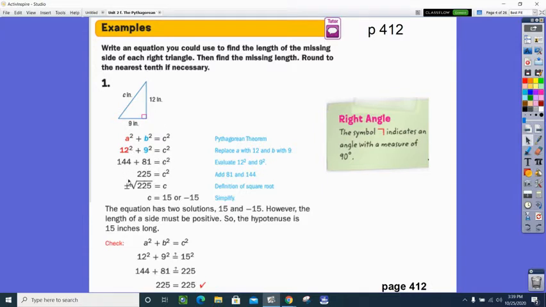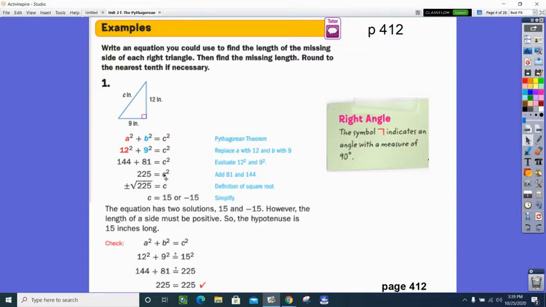And this is the way your work should be shown, okay? So you should show the substitution, and then square the 12, write it down, square the 9, write it down, and then put equals and still put c squared here. Now you're going to add 144 plus 81, that's 225. That equals the hypotenuse squared.